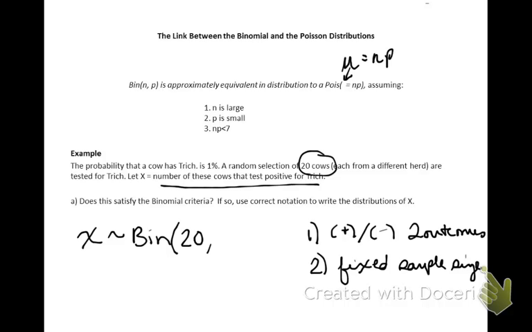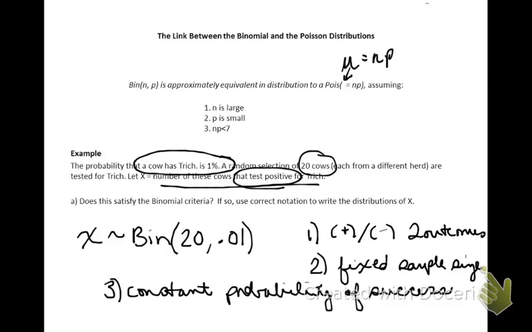Our next condition is that we need a constant probability of success. Here it says the probability that a cow has trig is 1%. And remember, we were counting x equal the number of cows that test positive. So we know the probability of being positive is 1%. So we can say there is a constant probability of success.